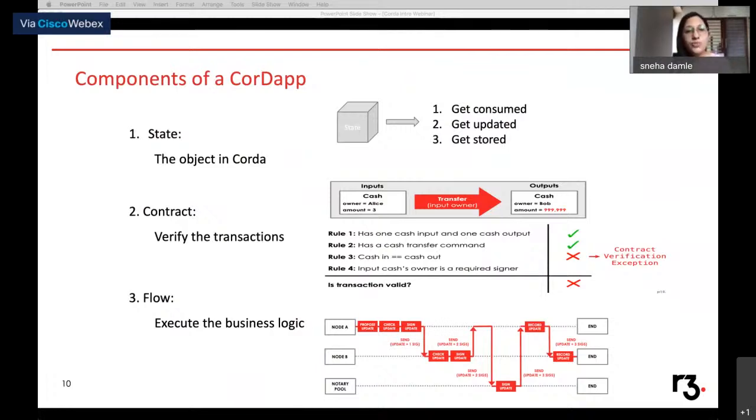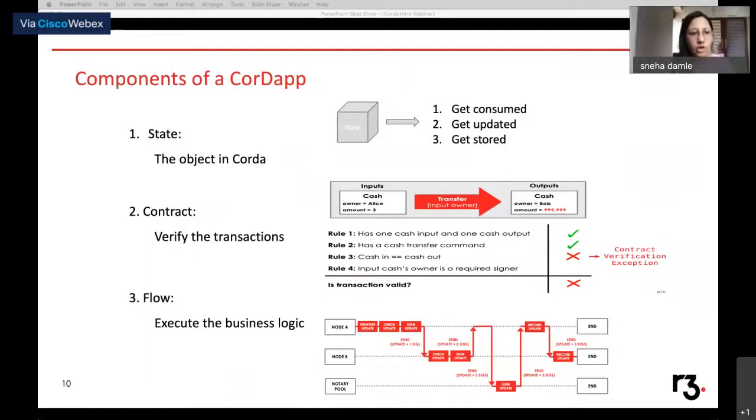If the transaction proposal meets all the contract rules, then we can consider that the transaction proposal is valid. Once it is valid, we are safe to execute this transaction. When the transaction is executed, the input, if any, will get consumed and marked as historic, and then a new output state will be created. So this was what exactly a contract is in Corda. Now let's move on quickly to flows.